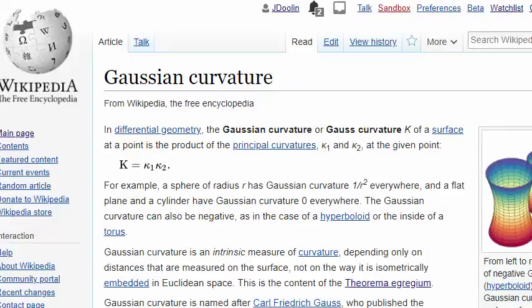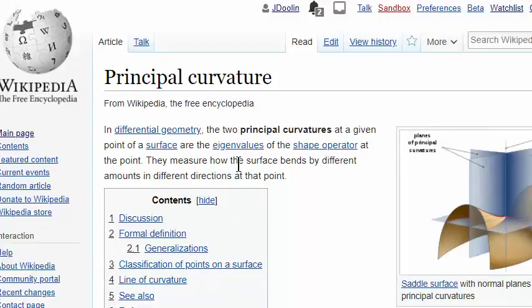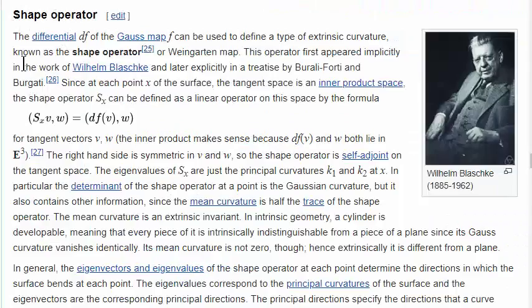In differential geometry, the Gaussian curvature, Gauss curvature K, of a surface at a point is the product of the principal curvatures kappa 1 and kappa 2 at the given point. K equals kappa 1 kappa 2. In differential geometry, the principal curvatures at a given point of a surface are the eigenvalues of the shape operator at the point.